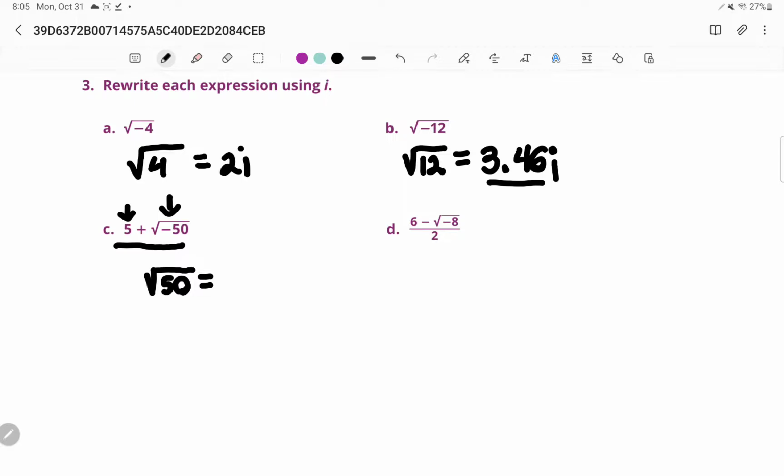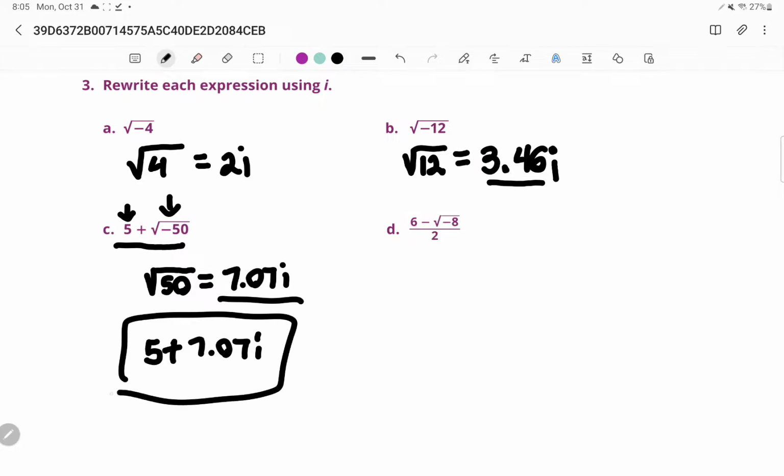So the square root of 50 is going to be 7.07. Now, how do I turn that into an imaginary number? You guessed it, we're just going to put an i. So that's one part of my answer. Now I have to put both my real and my imaginary number together. So I'm going to put 5 plus 7.07i, and that's my answer.